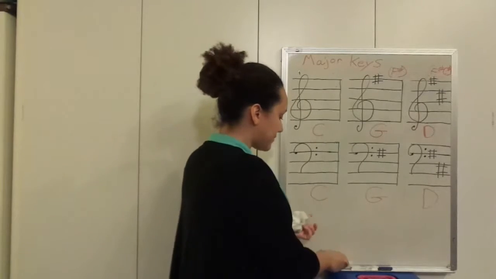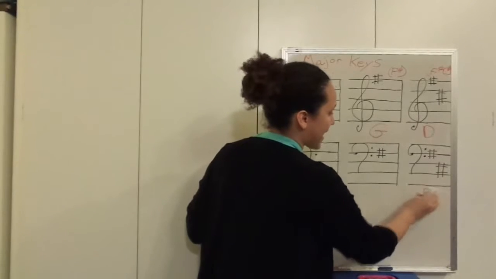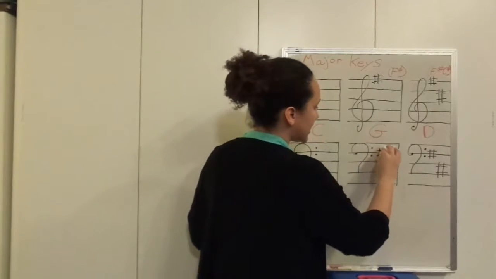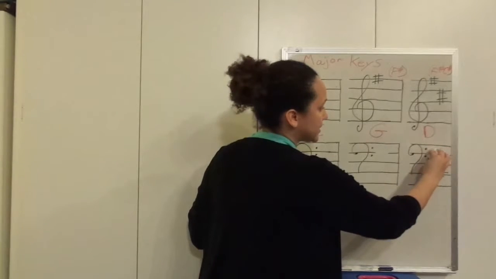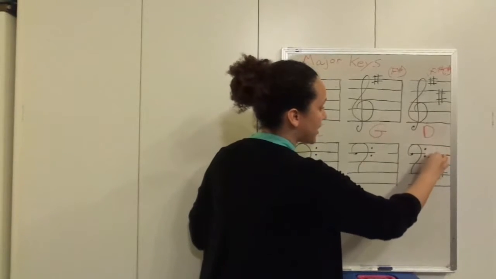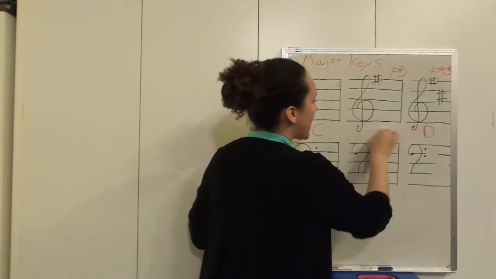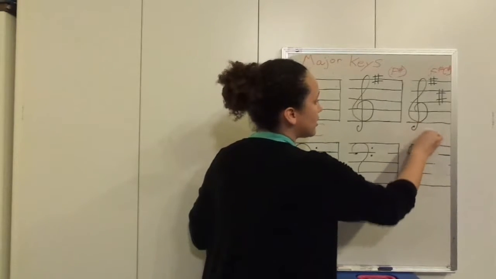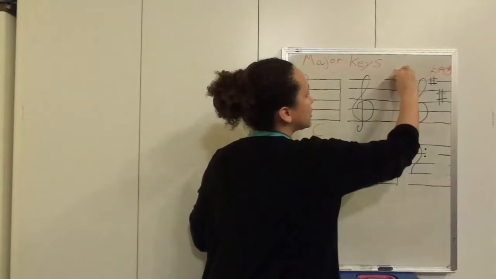Now, about the flat keys. Well, the flat keys also have their own pattern. Just like here, the sharp on F has to be above the sharp on C. We have a similar pattern for B. And I'll show you what it looks like.